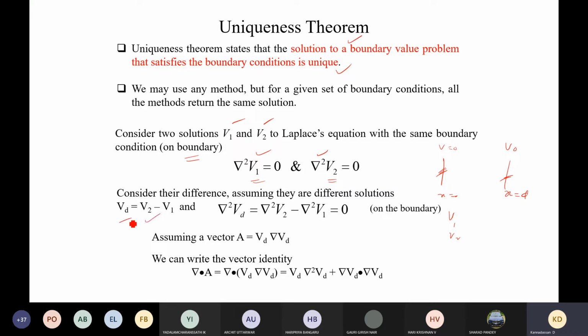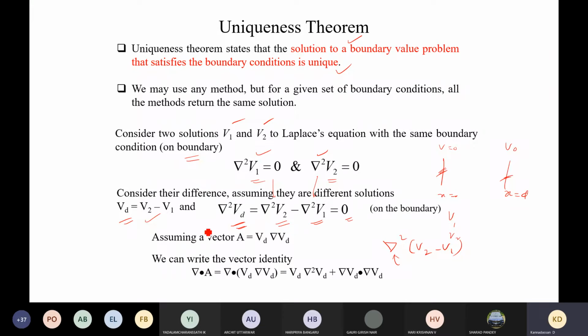And now, since they are completely different solutions, we find V1 minus V2, the difference, which we call the potential difference. When we calculate the potential difference, we get this value. So this is nothing but del square of V2 minus V1. And this operator is a linear operator, so we can apply the simple basic mathematical workout: del square V2 minus del square V1. These two values are already 0 from this. So the Laplacian of the potential difference is also 0.